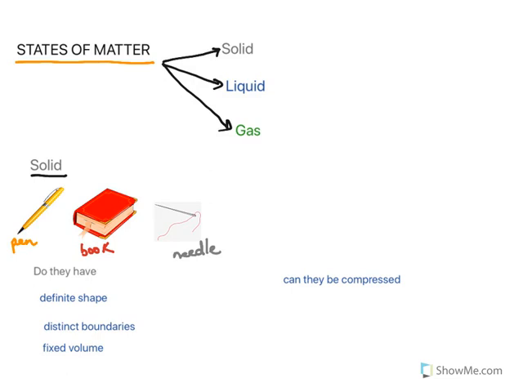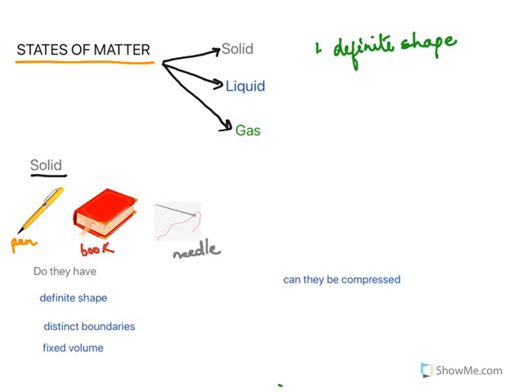Look at the pen. Does it have a definite shape? Yes, it does. The book also has a definite shape. The needle too has a definite shape. So all these three, they have a definite shape. So solids have a definite shape. So that is property 1. Solids have a definite shape. They don't change their shape.